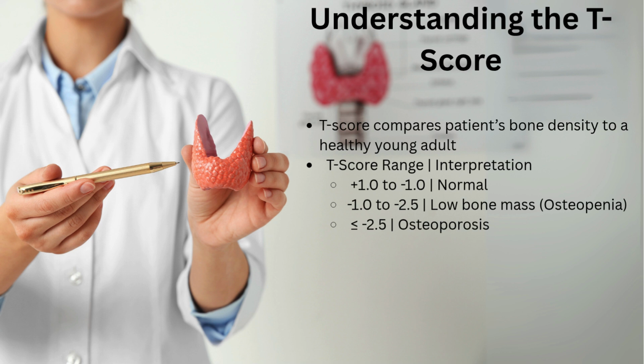A T-score between -1.0 and +1.0 is considered normal bone density. A T-score between -1.0 and -2.5 indicates low bone mass or osteopenia. It means your bone density is lower than normal, putting you at increased risk, but not yet osteoporosis. Kind of heading toward osteoporosis. A T-score of -2.5 or below defines osteoporosis based on BMD criteria.